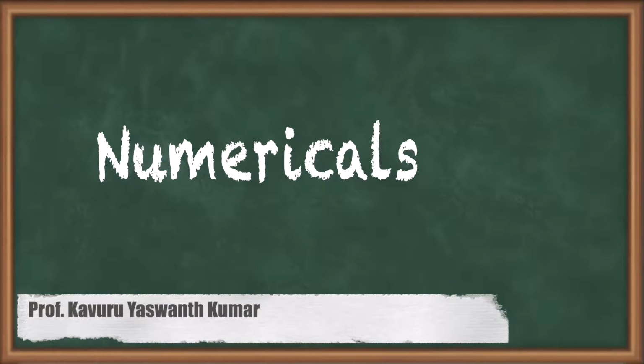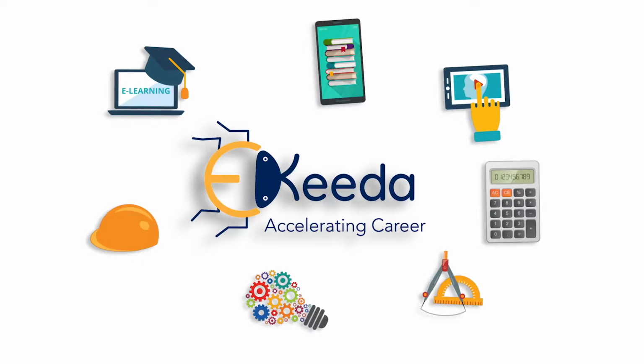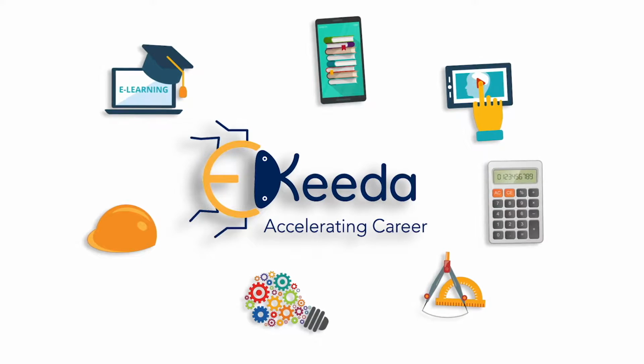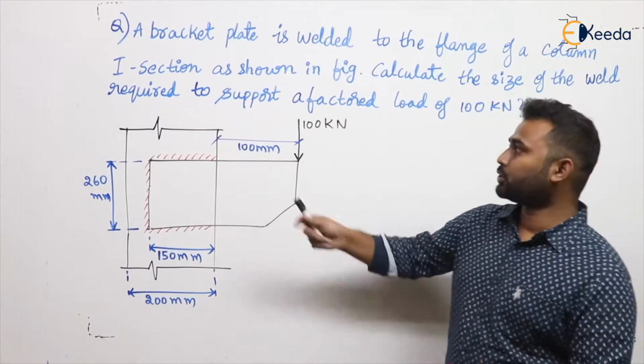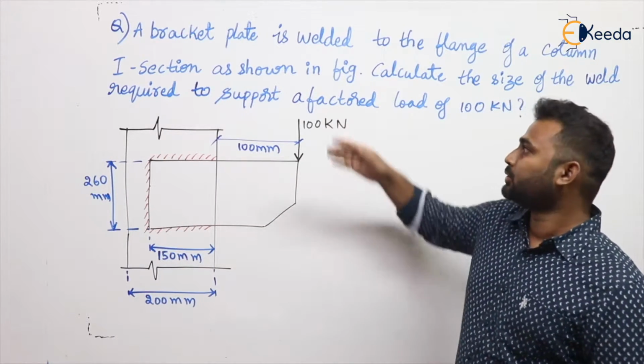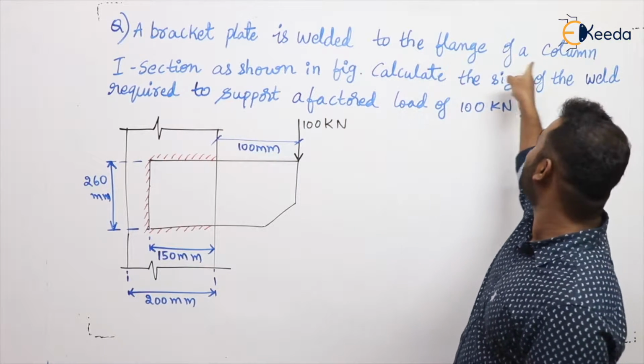Hello everyone, in this video we are going to discuss a question on type 1 eccentric welded connection. Okay, go through this question. This is one more question on welded connections. So go through this. A bracket plate is welded to the flange of a column.